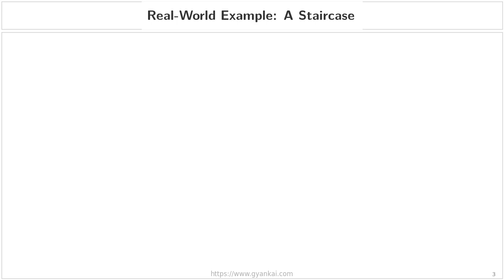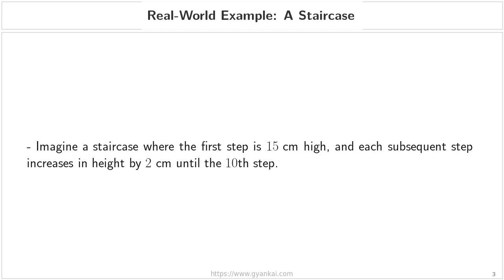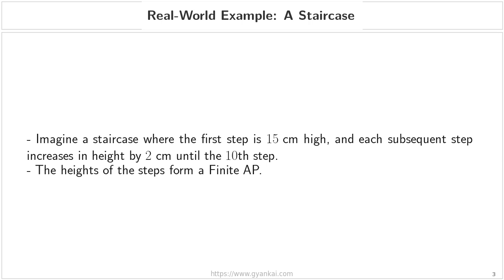Real-world example, a staircase. Imagine you are looking at a staircase. The first step is 15 centimeters high, and as you move up, each subsequent step increases in height by 2 centimeters. This pattern continues, but it doesn't go on forever. It stops exactly at the 10th step. Because this sequence of heights has a clear beginning and a clear end, the heights of these steps form what we call a finite AP.